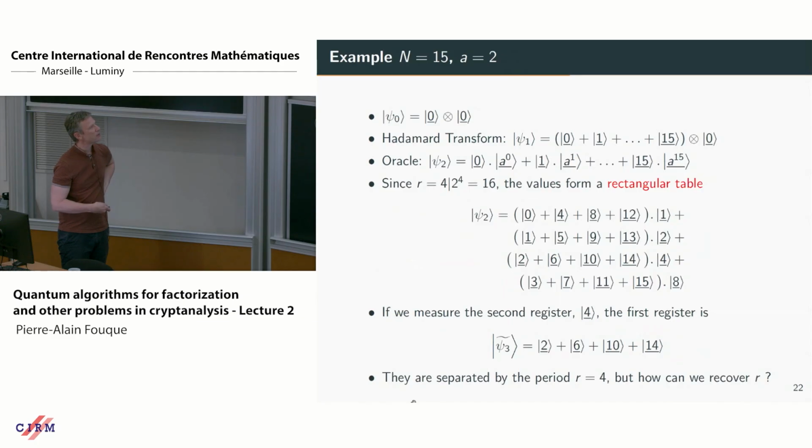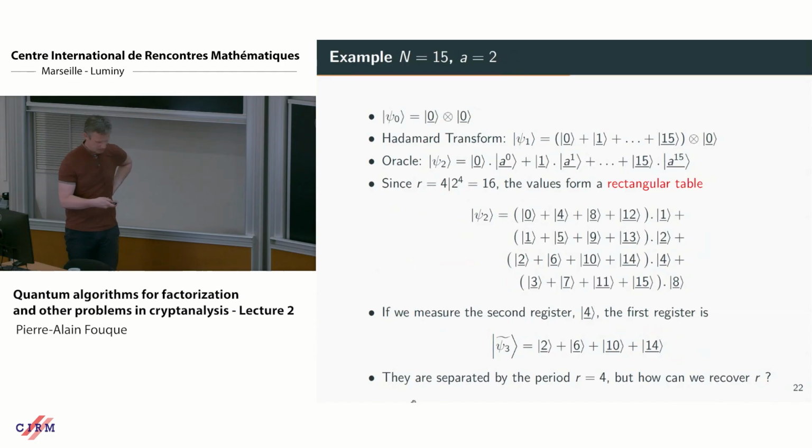And once I observe the second register, maybe it will be 4. And if it's 4, that means that the first register will contain this superposition. Now I need to do something to recover the period. You know that here all elements are separated by the period, which is 4, and I need to recover 4.